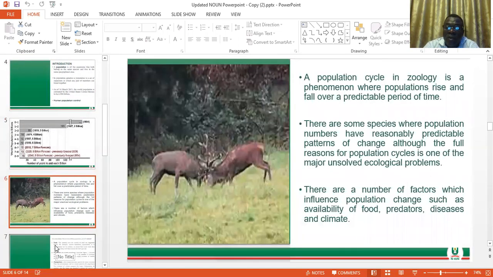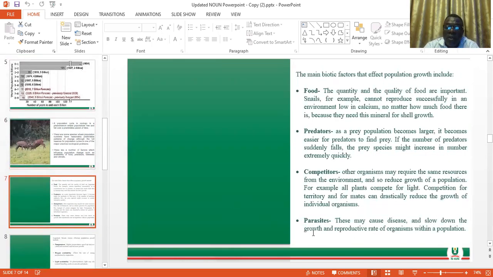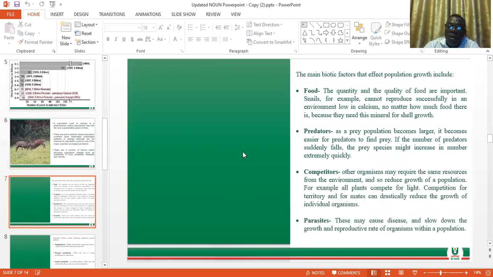We also looked at factors that influence population, such as availability of food, predators, disease, and climate. Factors like the quantity and quality of food are important for population growth.